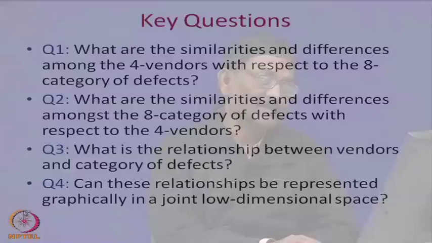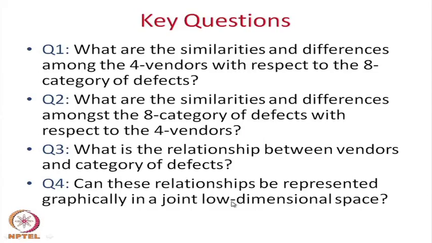It is possible if there is a relationship amongst the categories of the defects, amongst the vendors, as well as between categories of defects and vendors. If there is a relationship or dependency, then low dimensional reduction is possible. If it is not there, they are independent, then you cannot reduce the dimension. Either you have to go vendor wise, that 4 dimensional issue, or category wise, 8 dimensional issue. You cannot reduce. Reduction is possible only when there is some dependency, some similarity and dissimilarity.